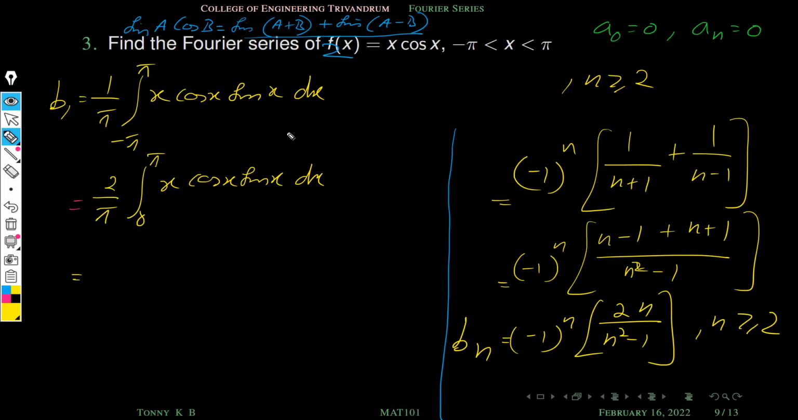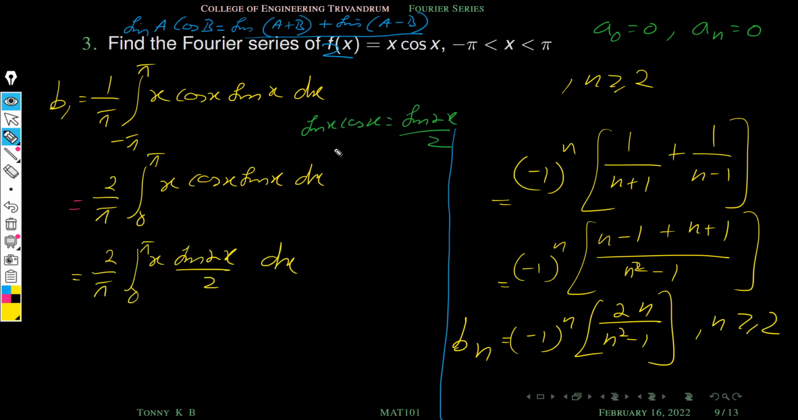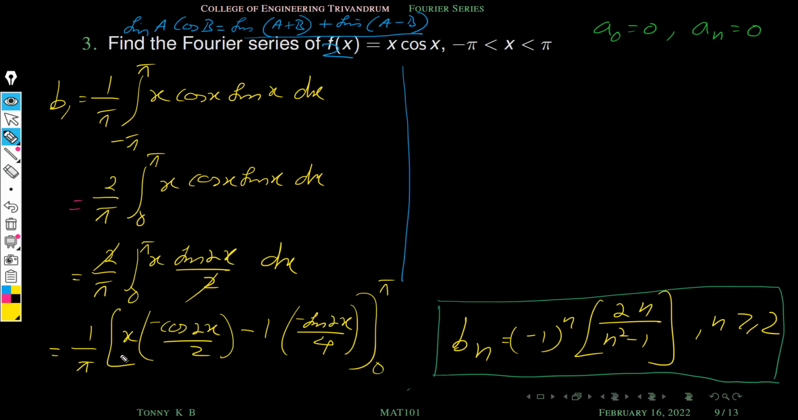Okay, and also we have one result, sin x cos x is equal to sin 2x by 2. So using that rule, this cos x sin x becomes sin 2x by 2. You can cancel these two. So next you have to integrate x into sin 2x. Okay, so this is equal to first function x into integral of second, that is minus cos 2x by 2. Derivative of first one, that is 1 into integral of this v1, that is minus sin 2x by 4.